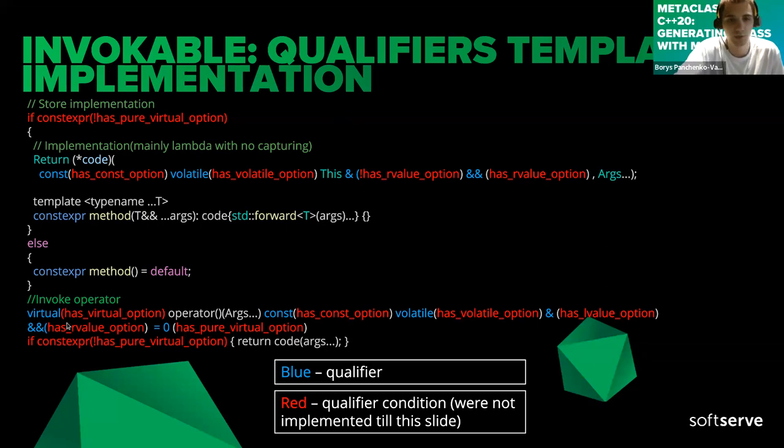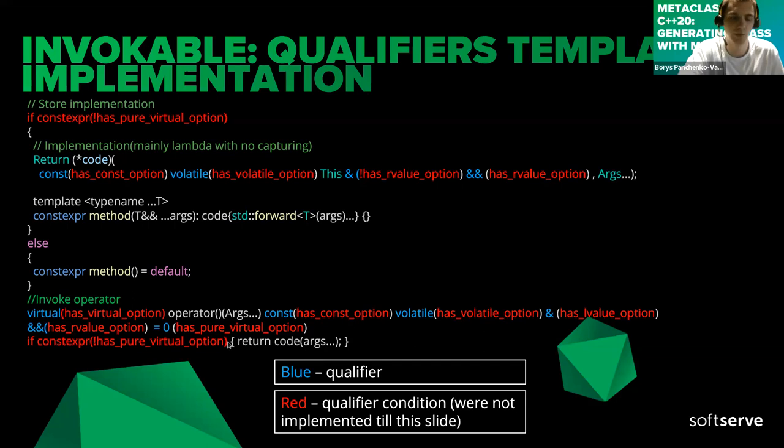So it's a little bit more verbose with operator invoke, because you have virtual, const, volatile, L value, R value, and pure virtual. Depending on pure virtual, you may or may not call the implementation. If we have pure virtual, we are not going to any implementation because we don't have one. If we don't have the pure virtual option, then we should call this implementation.